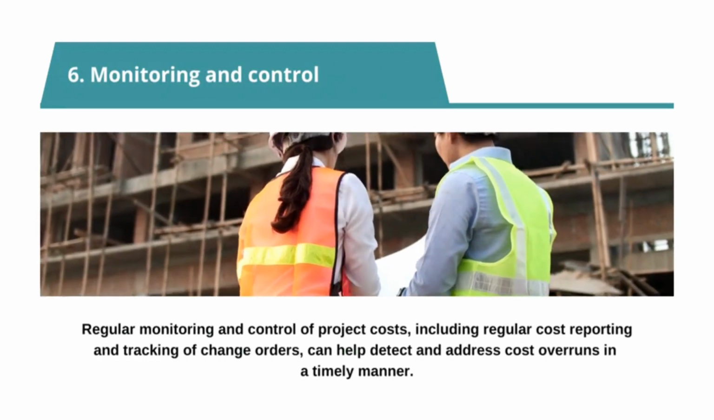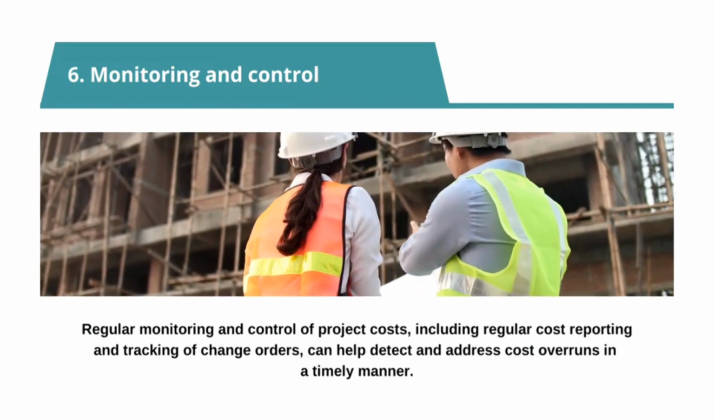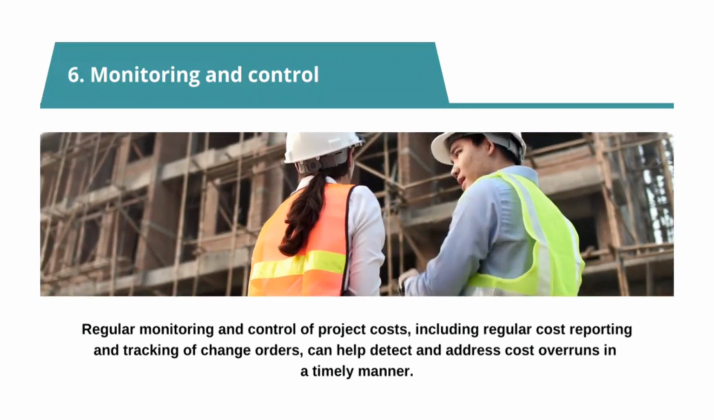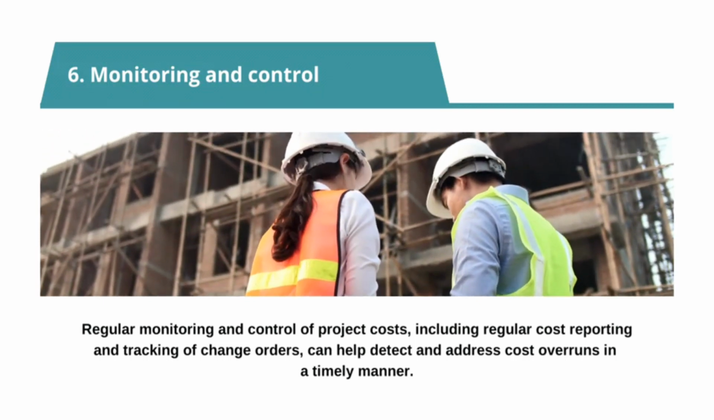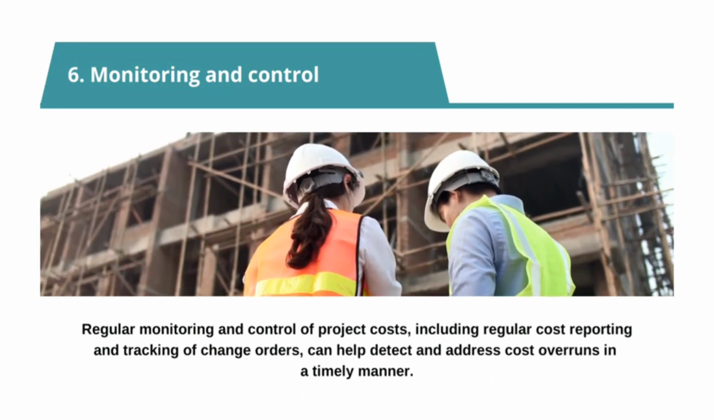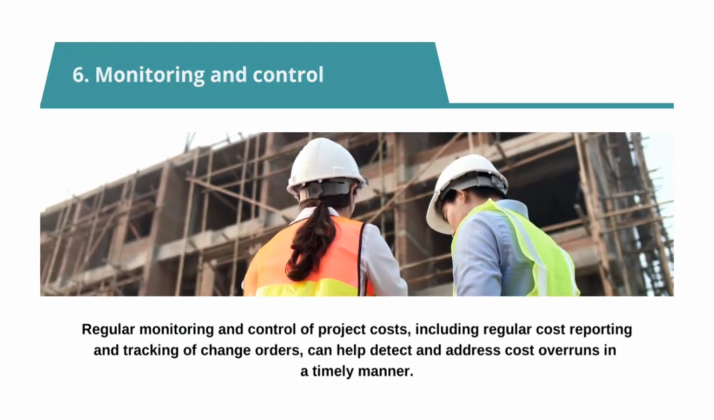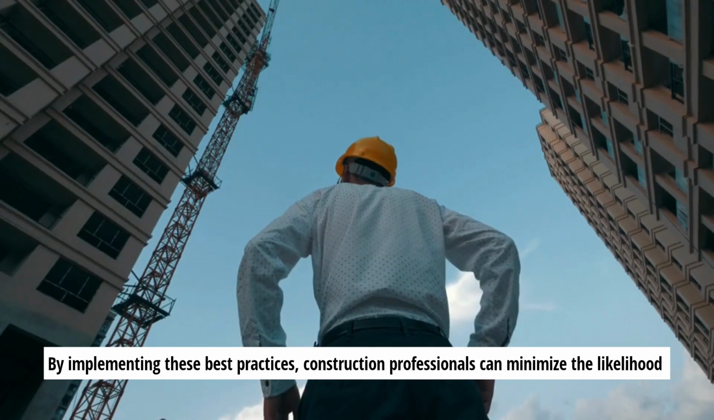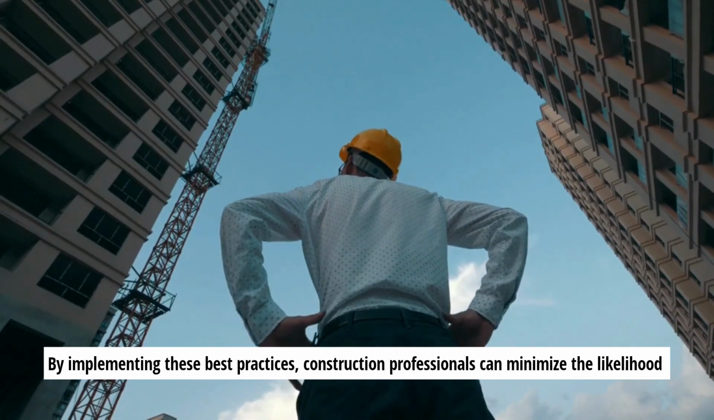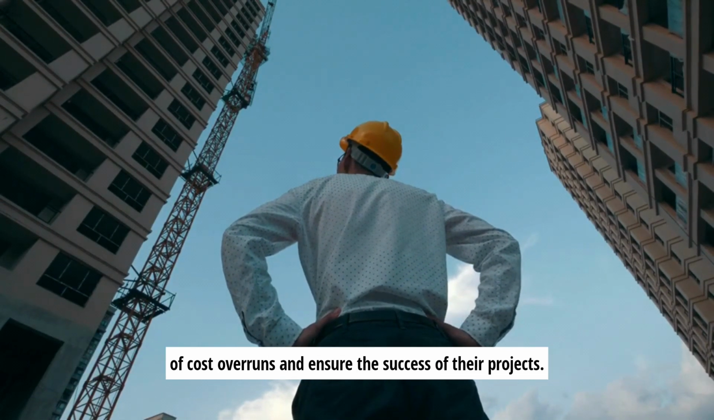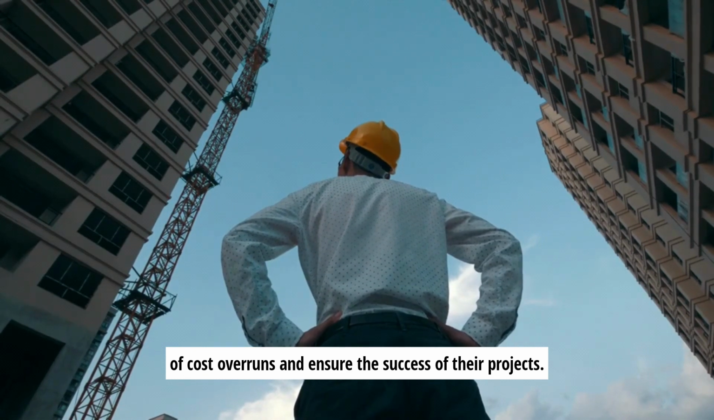6. Monitoring and control. Regular monitoring and control of project costs, including regular cost reporting and tracking of change orders, can help detect and address cost overruns in a timely manner. By implementing these best practices, construction professionals can minimize the likelihood of cost overruns and ensure the success of their projects.